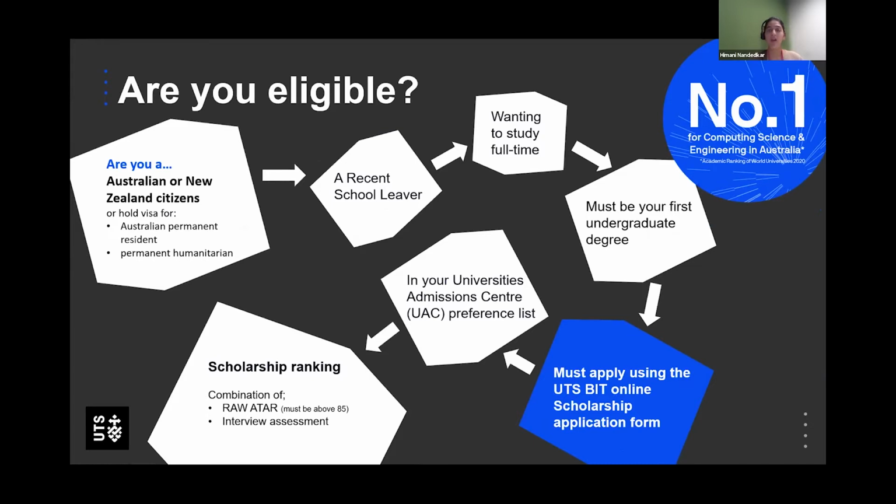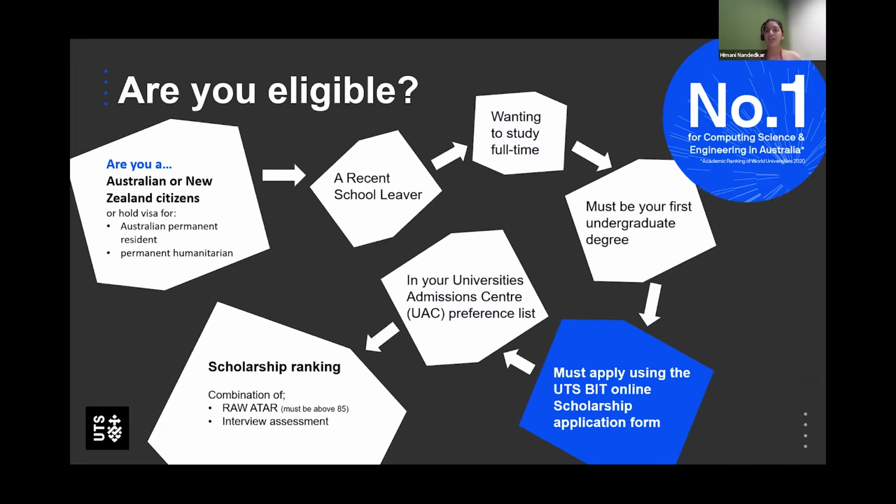To be eligible to apply for this program, there are a couple of criteria, so let's just go through them now. Firstly, you need to be an Australian or New Zealand citizen or hold an Australian permanent resident or permanent humanitarian visa. You also need to be a recent school leaver. This means that you've either graduated high school last year or you are going to graduate at the end of this year. And you also need to be wanting to study full-time because the BIT is an intensive full-time course. This also needs to be your first undergraduate degree.